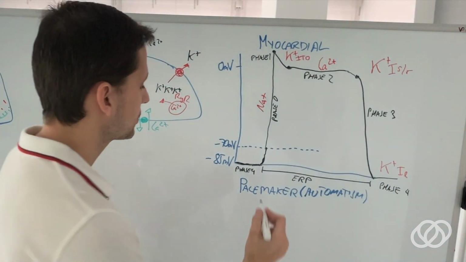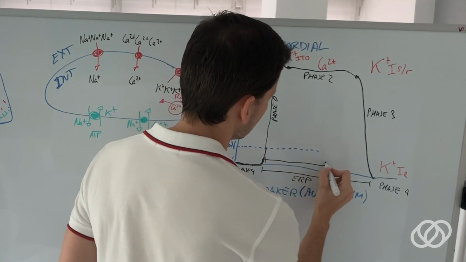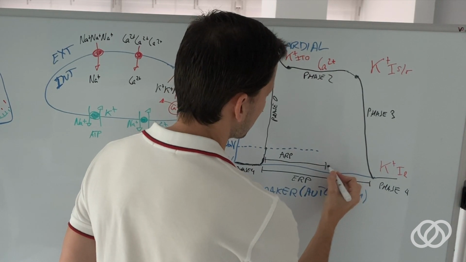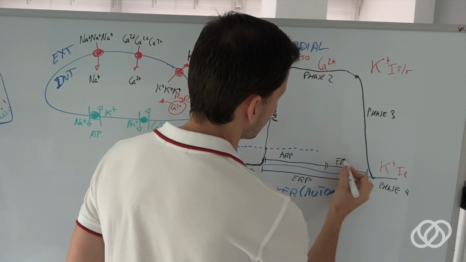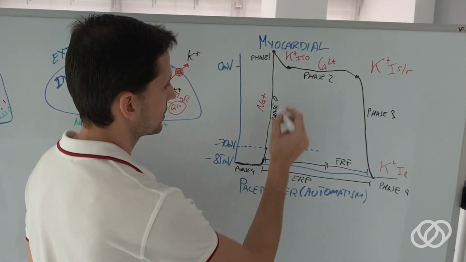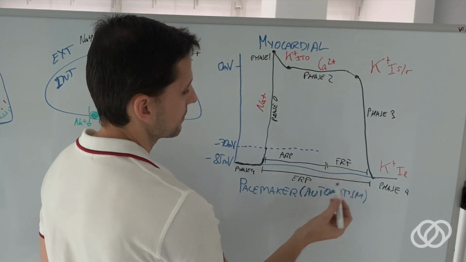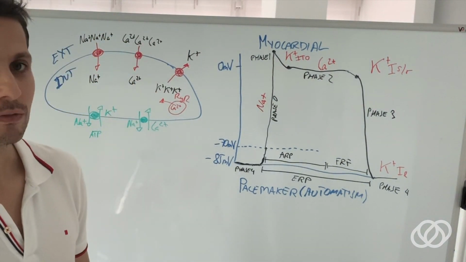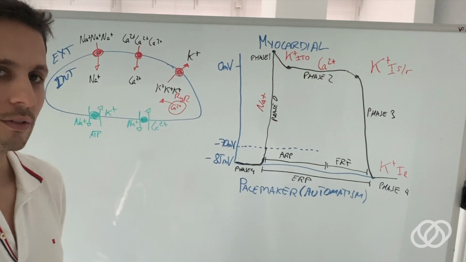It can be divided in two: the absolute refractory period and the functional refractory period. During the absolute, nothing can stimulate the cell, and during the functional refractory period, if the stimulus is big enough, it could potentially initiate another depolarization.